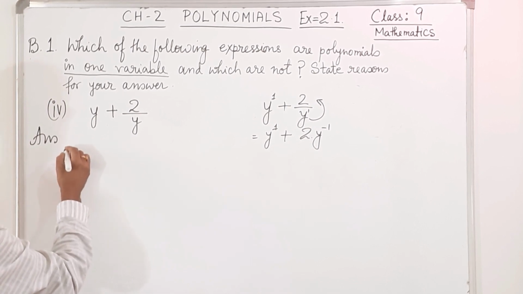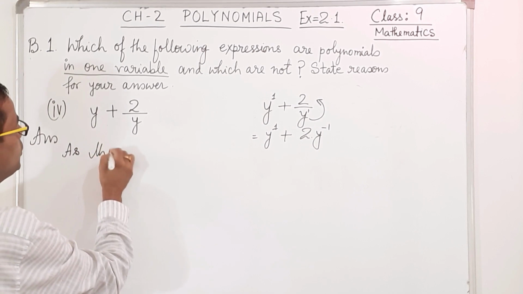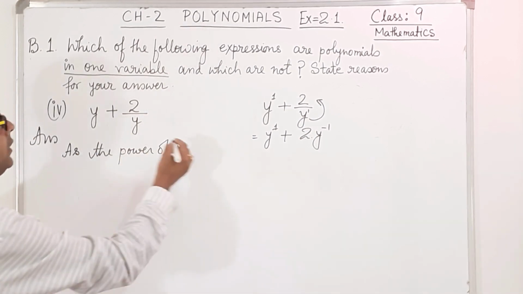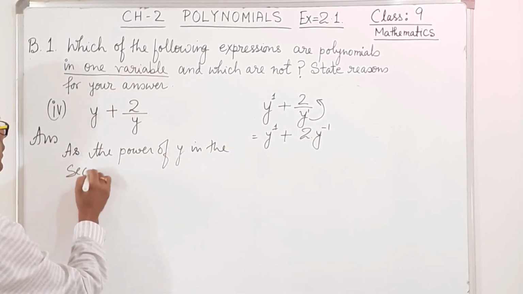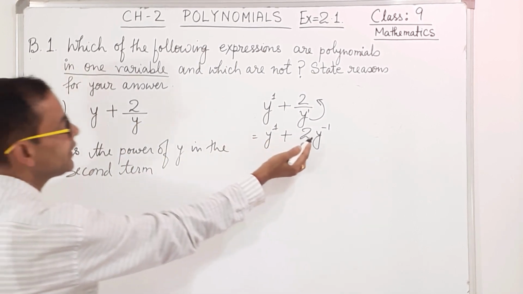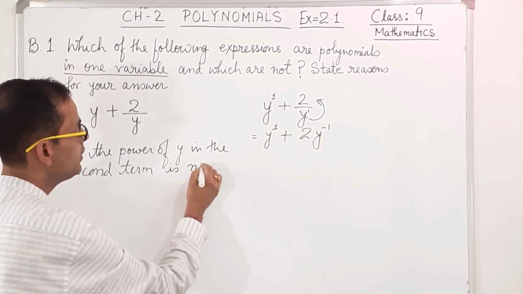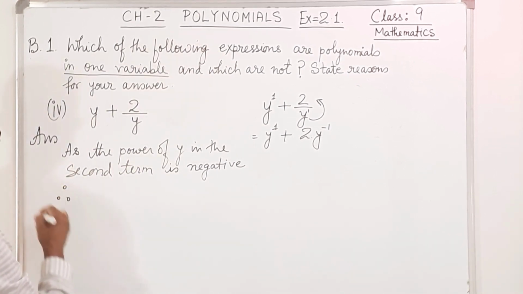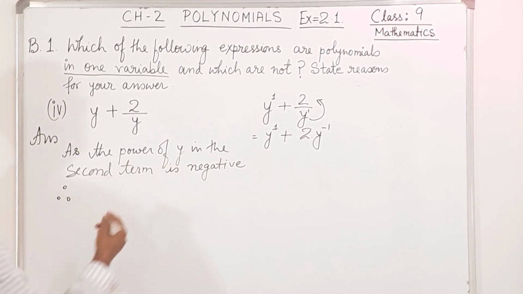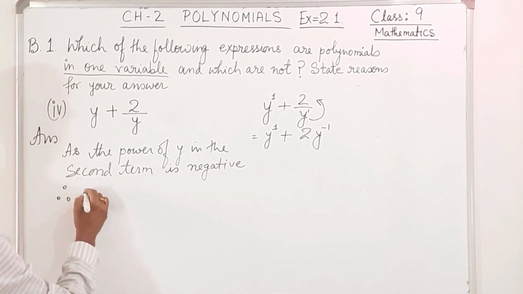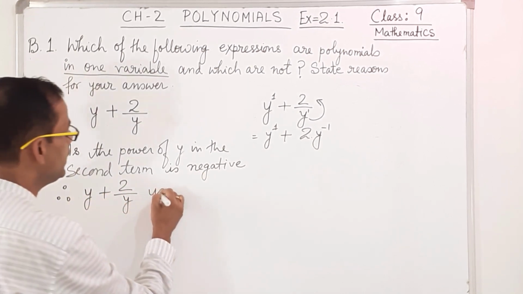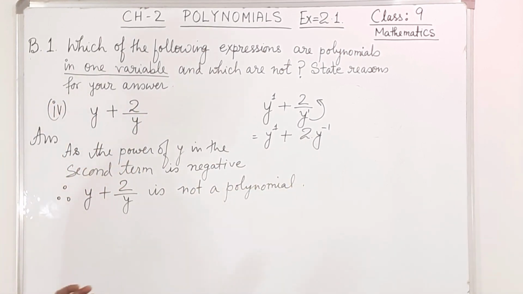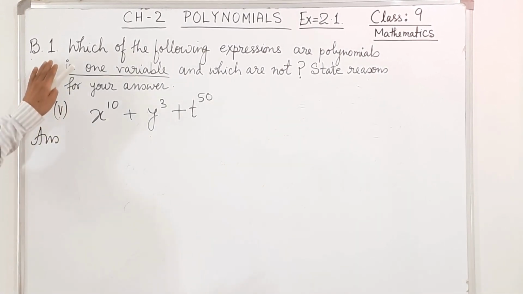So, what we will write here is, the power of y in the second term. See, this is the second term, first term, second term. The power of y in the second term is negative, not positive. Therefore, or you can write, the power of y in the second term is not positive, that means it is negative, so therefore y plus 2 by y is not a polynomial. So, it is not a polynomial. Clear? Now, the last question of 1, Roman 5.